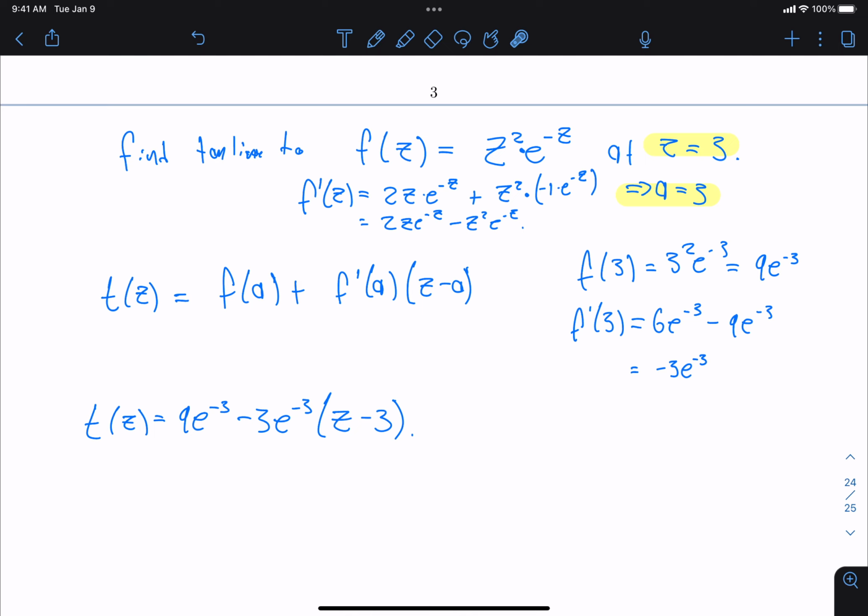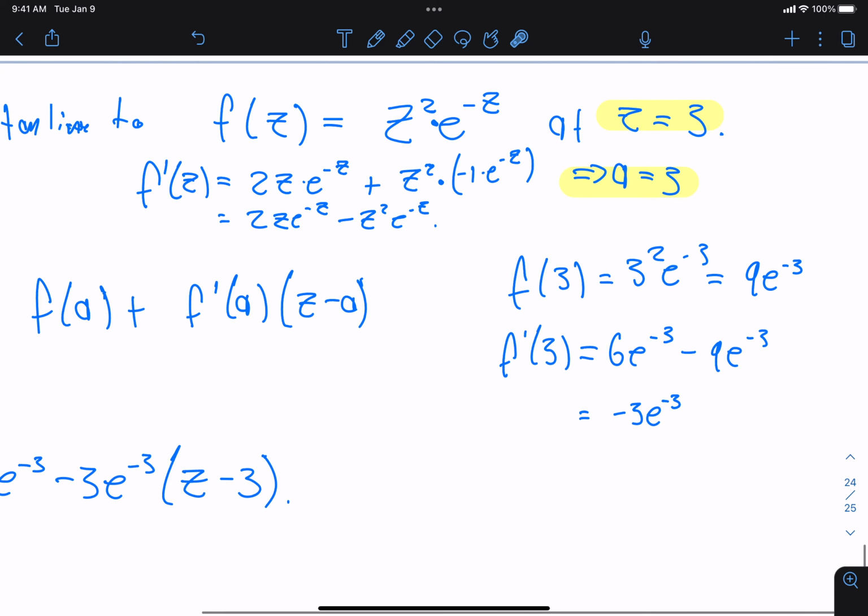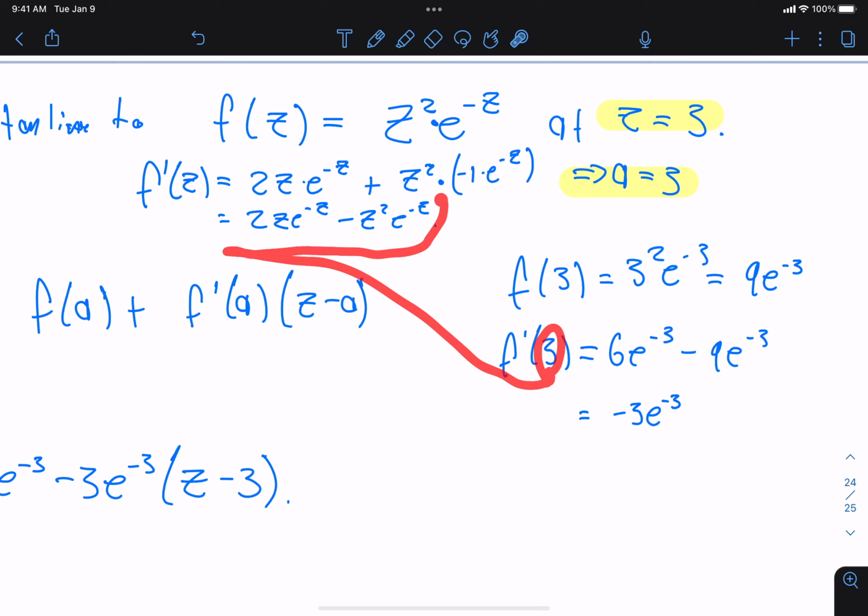Yeah. I'm just a little confused. In the f prime of 3, where does the negative 9 e come from? So I'm plugging in 3 into this function here. So the 6 comes from 2 times 3 is 6. That's here, 2z. And then the 9 comes from doing z squared, which z is 3. So that becomes a minus 9. And then you plug in 3 here, and that becomes e to the minus 3. Is that clear? All right, we'll stop there for today.